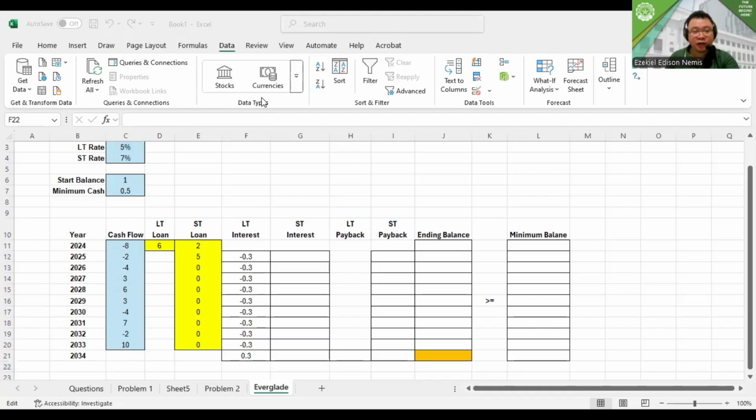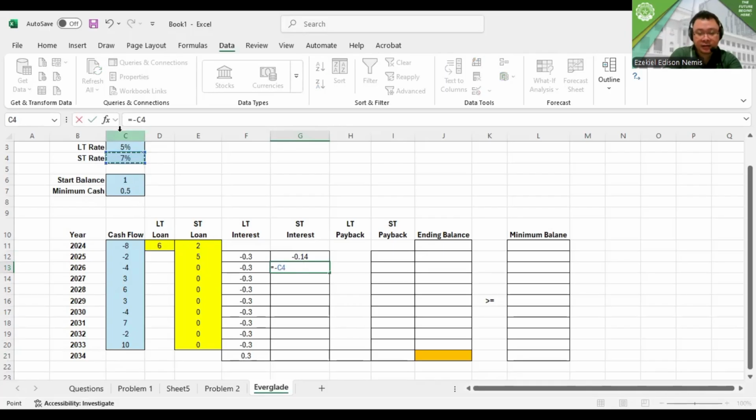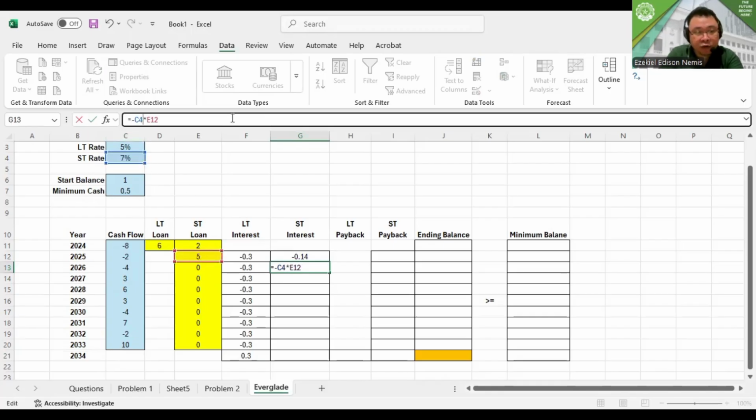Okay, so now, to get the short-term loan naman, almost the same lang din siya, guys. So the formula is equals, negative, get the short-term rate at 7% times the short-term loan. Alright, so please enter. Or like what I said, you can always lock the data para hindi kayo malito. Put equals, negative, short-term rate, let's times the ST loan. Okay, let's put the dollar sign to lock the data, then press enter.